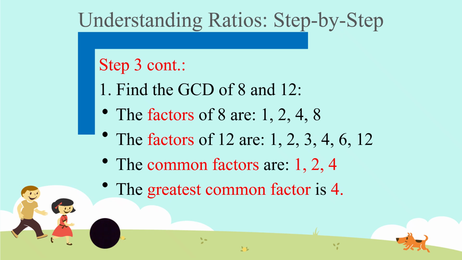Step 3 continued. Number 1. Find the greatest common denominator of 8 and 12. The factors of 8 are 1, 2, 4, and 8. The factors of 12 are 1, 2, 3, 4, 6, and 12. The common factors are 1, 2, and 4. The greatest common factor is 4.